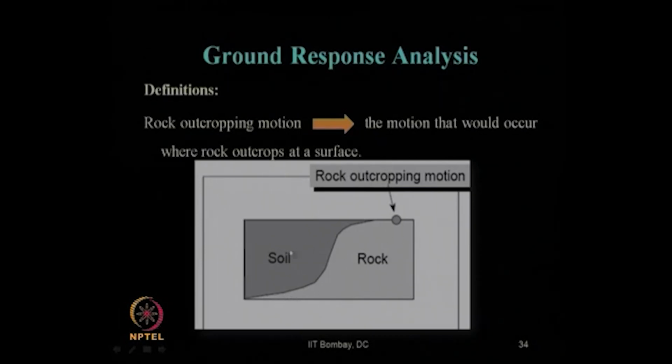So, this type of soil and rock combination, wherever we get the rock outcropping motion, means the ground motion which would occur when the rock outcrops at the surface, that is, the rock comes on the ground surface. So, rock outcropping motion means whichever ground motion we are getting at the ground surface, provided that it is a rocky ground surface, that we call rock outcropping motion. Clear?